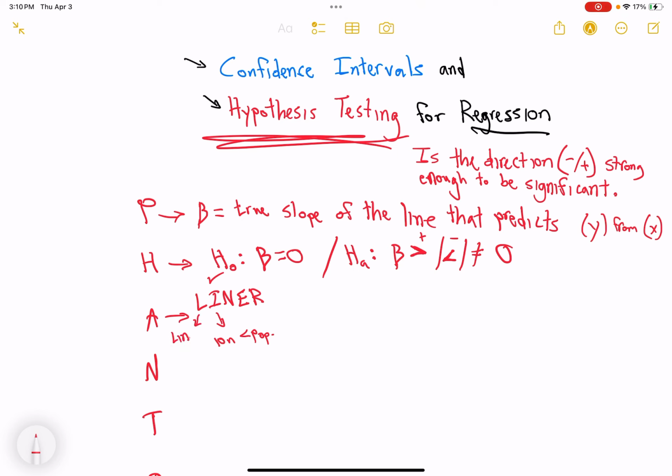We need to show that it's linear, or be able to argue that the scatter plot is linear. So when you look at the scatter plot, ensure it's not curved. If it's not curved, it's linear. Ensure it's not curved and that it's not without direction. The third thing is that it's approximately normal.